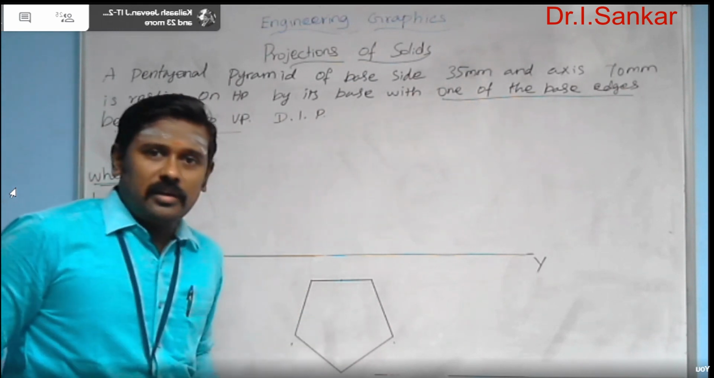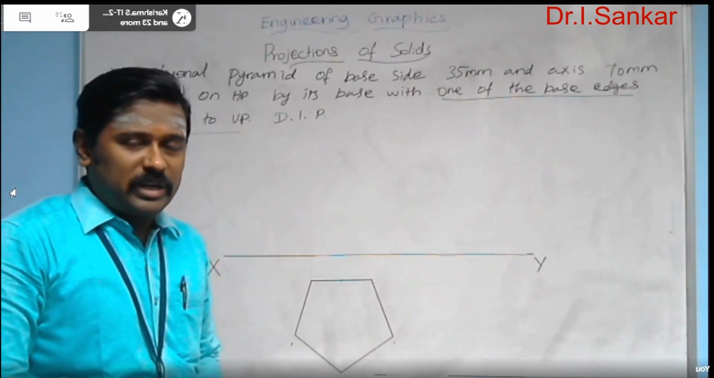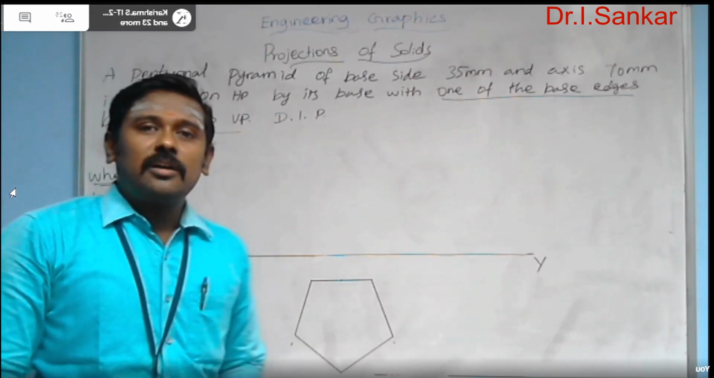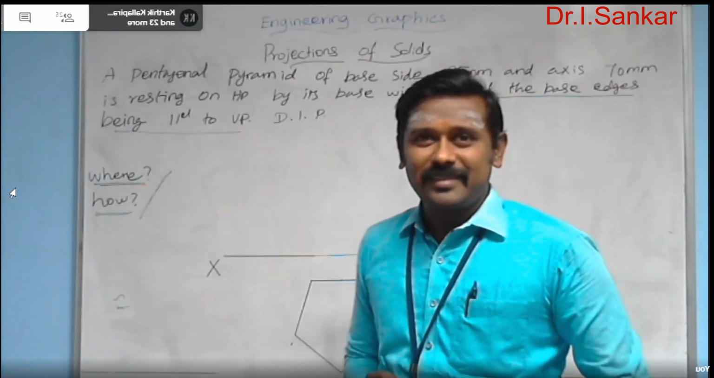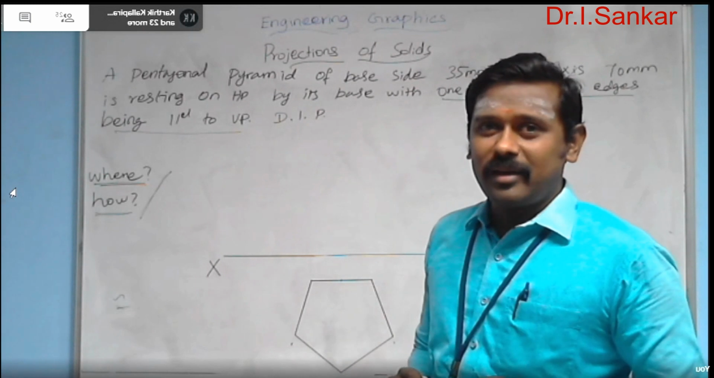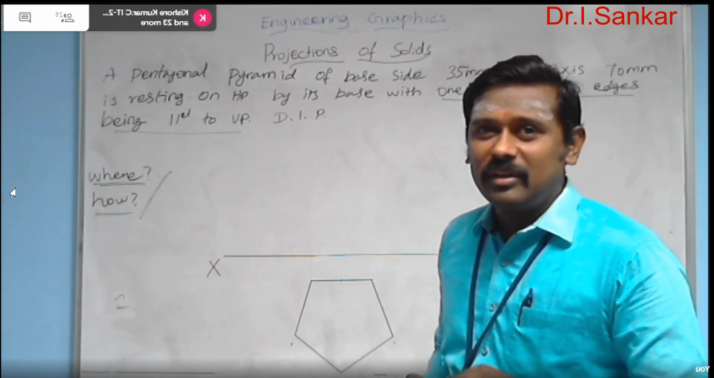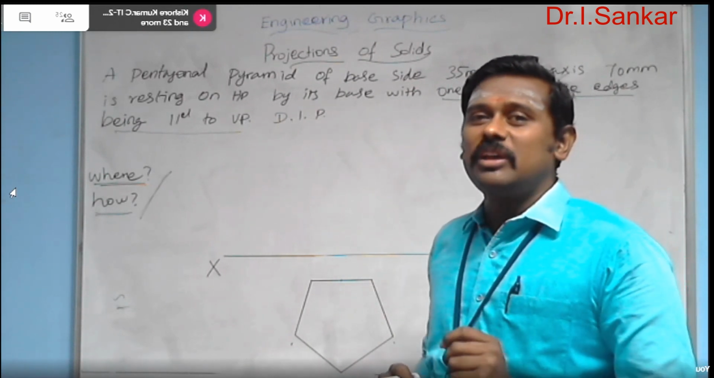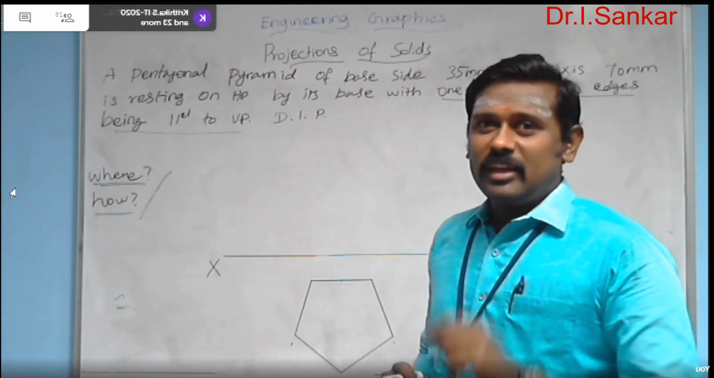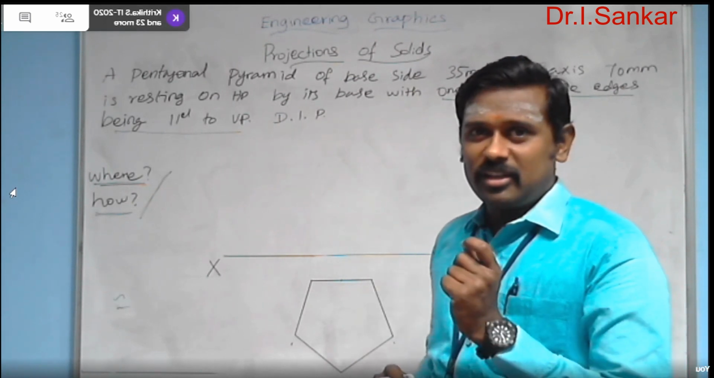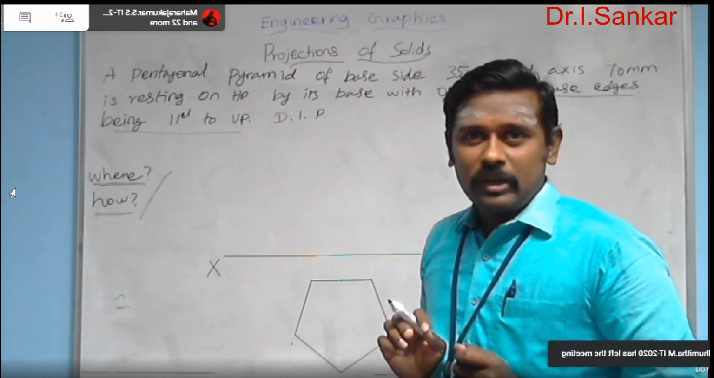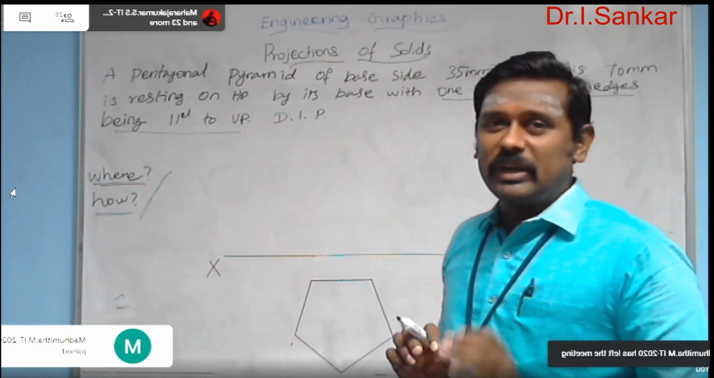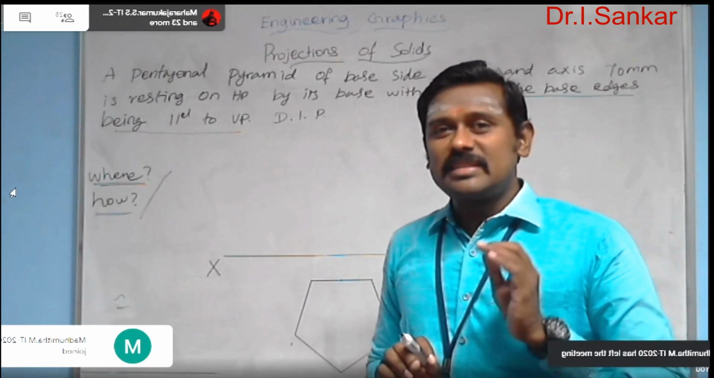Okay, just draw the pentagonal base here. Actually, how many corners are in this pentagonal pyramid? I am not asking about pentagonal plane. I am asking about pentagonal pyramid. In a pentagonal pyramid, how many corners you can find? In the base, 5 corners and one apex point in the top. So totally, in the case of a pentagonal pyramid, you can find 6 corners.